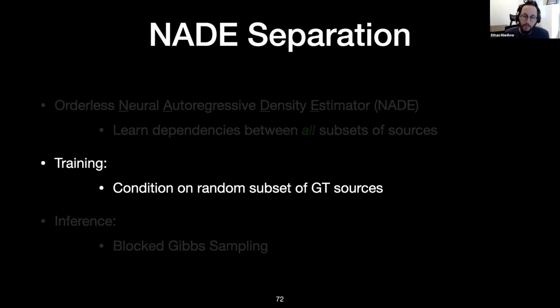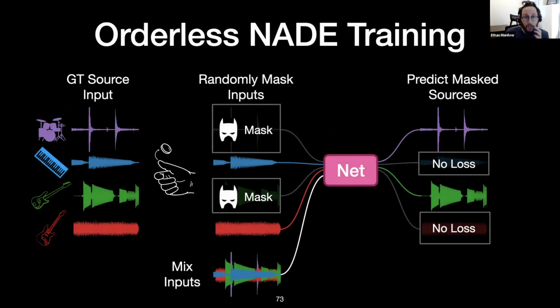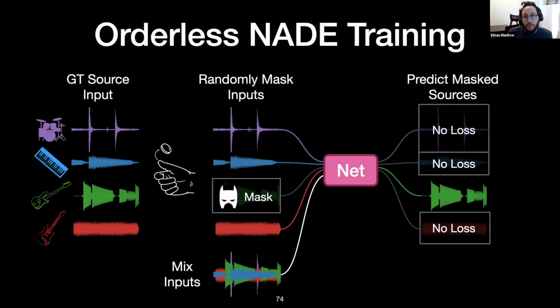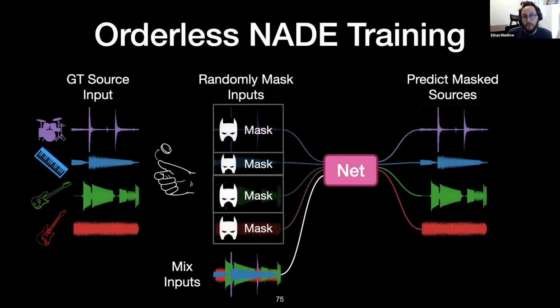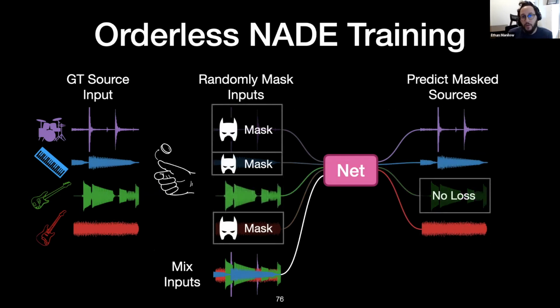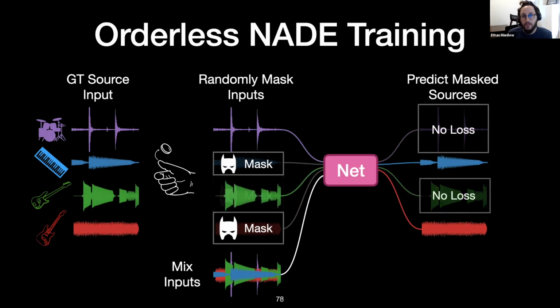So let me first dive into how training works with NADE. Here's an overview of training. Like I said, we've altered the network so that it has additional input slots for sources in addition to the standard input for the mixture. At each training iteration, we randomly choose a subset of these input sources to make unavailable, which is a process we call masking. The network's loss is then computed only on the output sources that are masked. This forces the network to learn these dependencies.